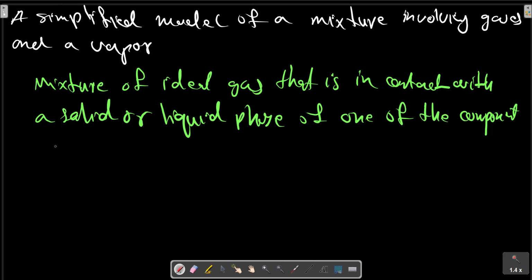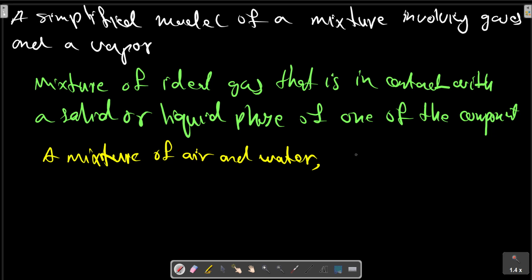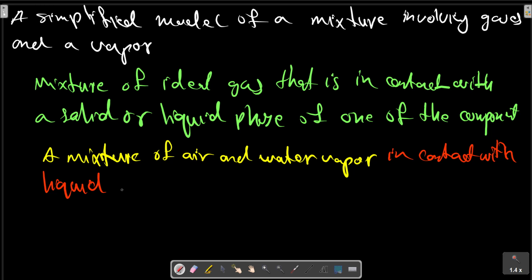For example, a mixture of air and water vapor in contact with liquid water or ice, such as in air conditioning or in drying. We are all familiar with the condensation of water from the atmosphere when it cools on a summer day.